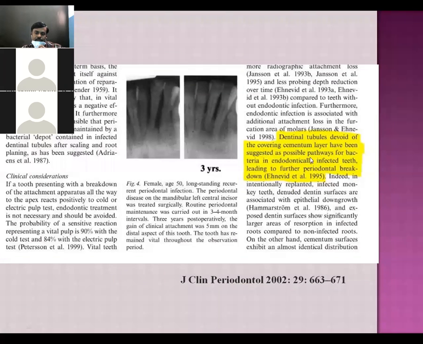Dentinal tubules covered by the cemental layer have been suggested as a possible pathway for bacteria, anatomically affected by the periodontal tract. Even if the root surface is covered with the cementum layer, a few studies suggest that the pathways and communication between periodontal tissue and endodontic tissues are possible, even though there is a layer of cementum present on the root surface.